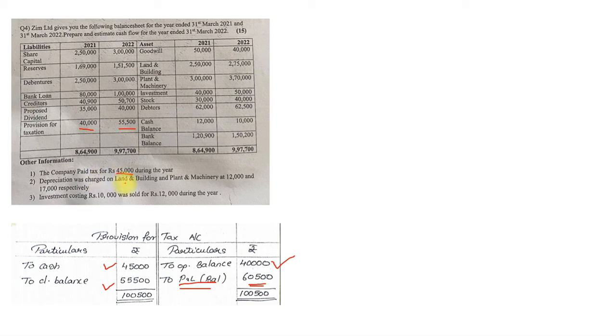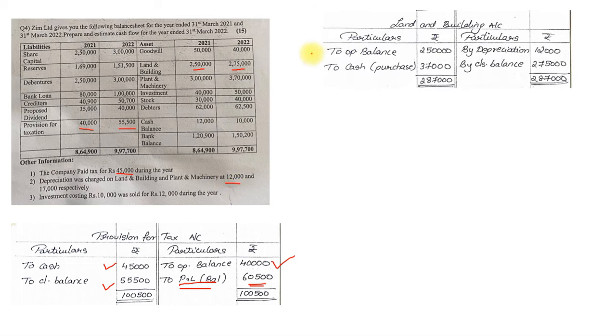Next, land and building and plant and machinery were charged depreciation of 12 and 17 respectively. So first we'll do land and building. Opening is 2 lakh 50, closing is 2 lakh 75,000, and depreciation is 12,000. So opening is a debit asset, closing, depreciation. You tally, we get the difference. The difference is known as cash purchases. The amount comes to 37,000.